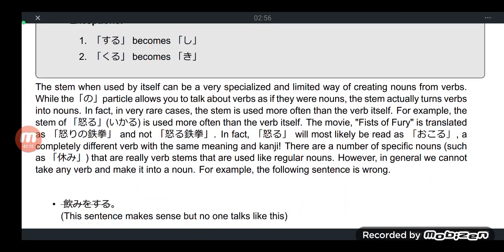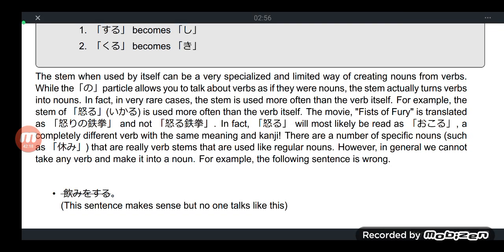Okay, last leg of this lesson. The stem, when used by itself, can be a very specialized and limited way of creating nouns from verbs, while the no particle allows you to talk about verbs as if they were nouns. The stem actually turns verbs into nouns. In fact, in very rare cases, the stem or the extracted stem is used more often than the verb itself.